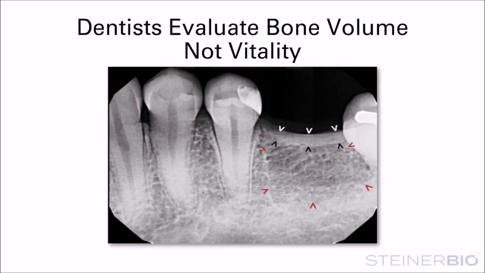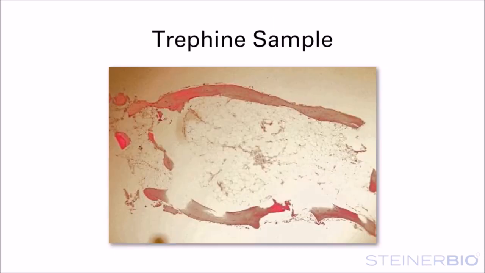And so what we did is we planned to graft this site at the time of implant placement. When you're trying to take trephine samples of very poorly mineralized bone, it's very difficult to get those samples, but I was fortunate to be able to get a trephine sample of that bone that we're placing our implant in, and we're going to take a little closer look at what's actually in that bone in the next slide.